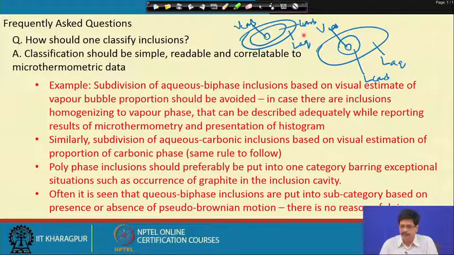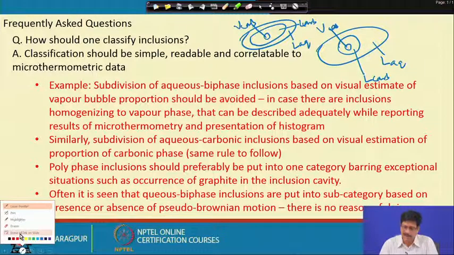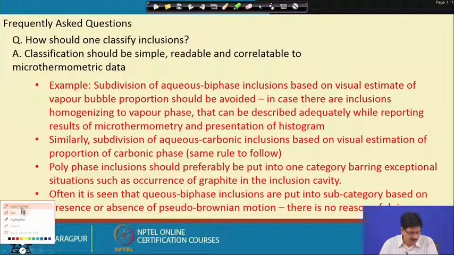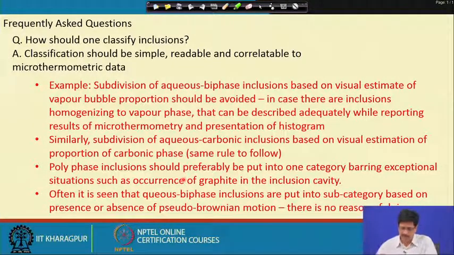And this variation could possibly be very gradational, and this variation is also amenable to the problem of the geometry of the inclusion and the uncertainty on the third dimension. Just visually trying to estimate the proportion of the carbonic liquid part would be misleading. So, again it is only from my experience and the suggestion that I could make here, that similarly the subdivision of the aqueous carbonic inclusions based on visual estimation of the proportion of carbonic phase should also be avoided, and they can be simply put into one category, that is, aqueous carbonic L aqueous plus L carbonic plus or minus V carbonic as one particular type.